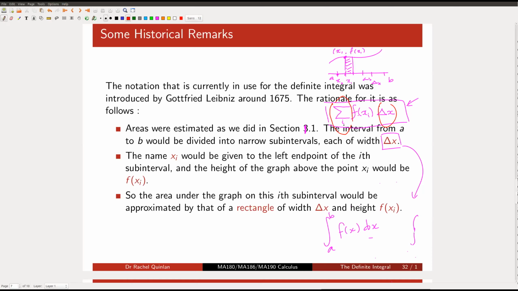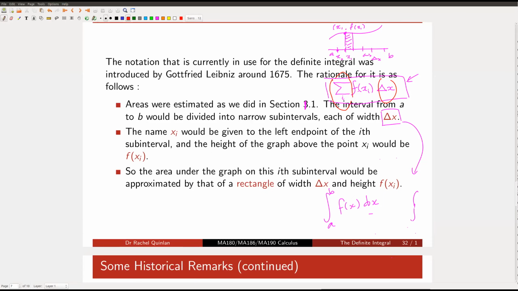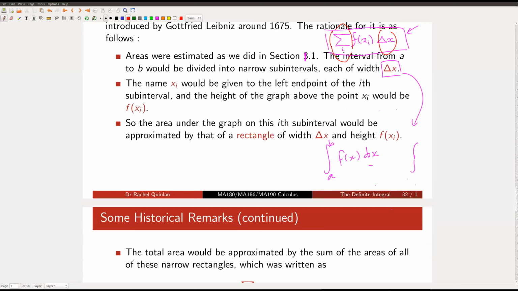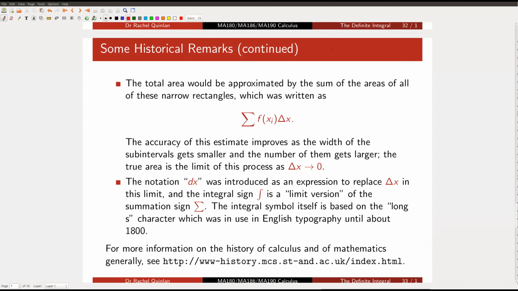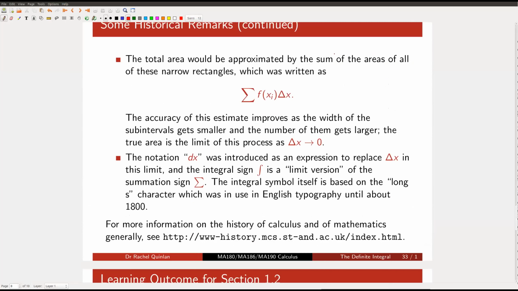So I don't know if that helps to make sense of the notation, just to have that little bit of context. It helps me a bit, so maybe if it helps you, you might find it interesting. So that's how it was written. The total area would be approximated like that. This is a more legible version than my scribbles on the last slide. So the total area would be written this way, and the dx was introduced as an expression to replace delta x in the limit. The integral sign as a limit version of the summation sign.